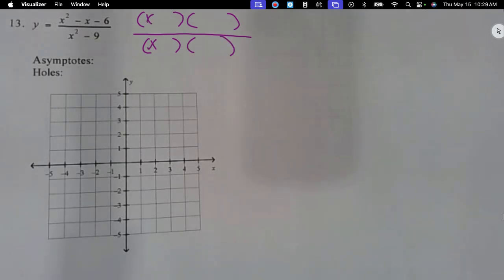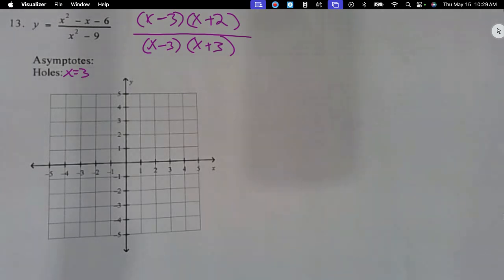Lots of x's. What are factors of -6? -3 and a +2, and that works. What are factors of -9? What times what is -9? A -3 and a +3. That's the only thing that would work. And it does, it cancels out. It's a difference of squares. So is there a hole in the graph, first of all? Yes, at +3. It's at 3.